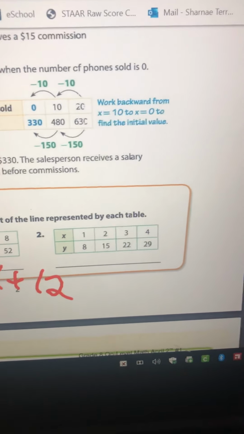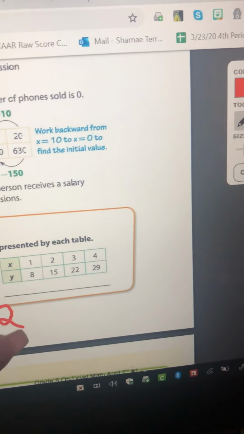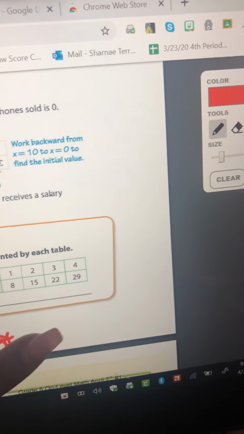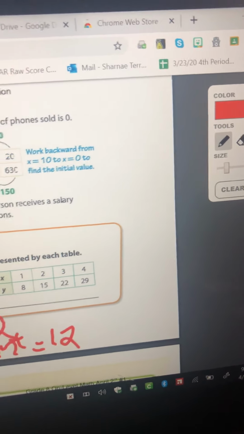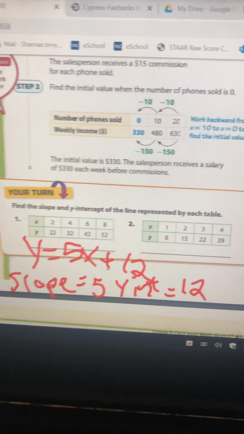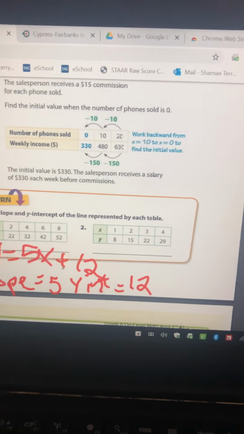This is my slope. Slope equals 5. Y-intercept equals 12. Okay. I know the writing is horrible. Please excuse it. Okay, we're going to do number 2 as well.